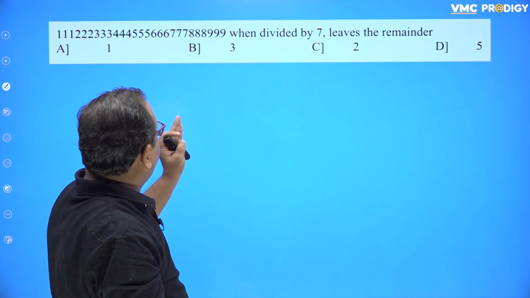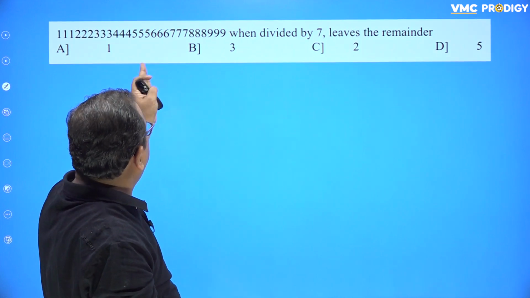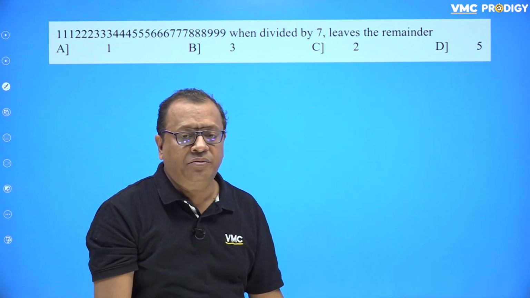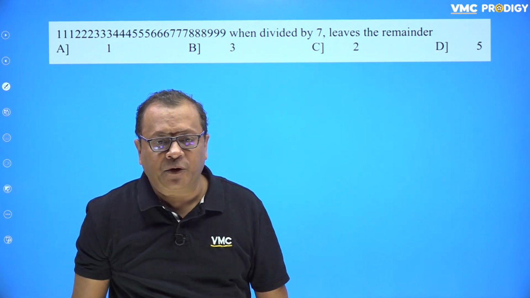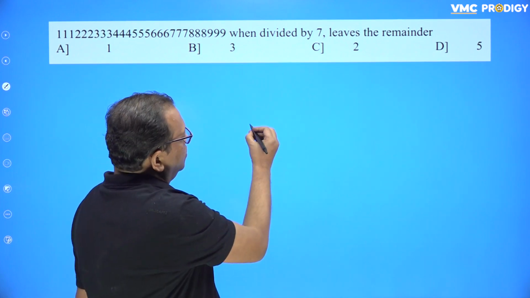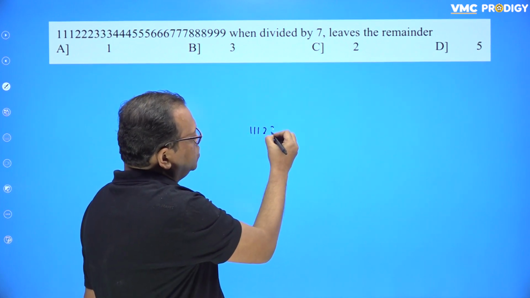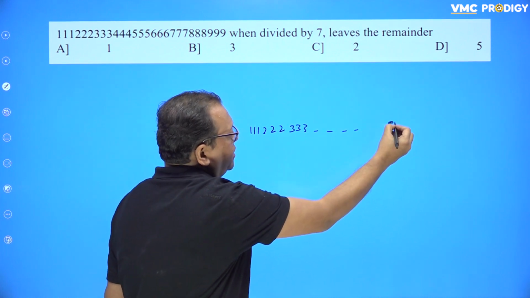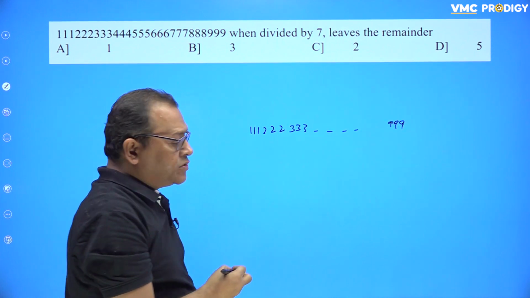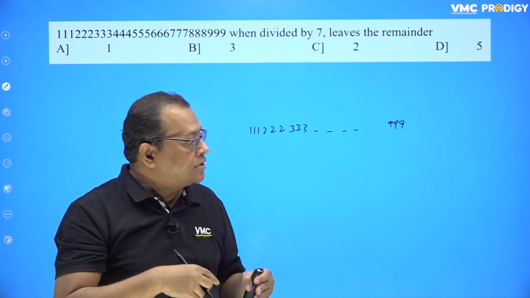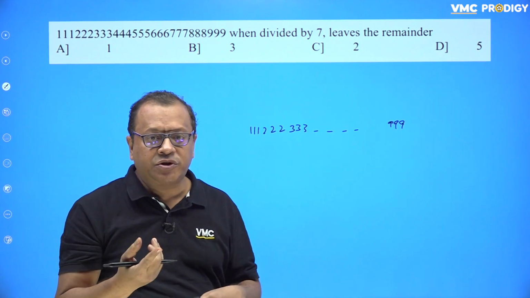1, 1, 1, 2, 2, 2, 3, 3, 3 and so on, this is a 27-digit number. When divided by 7, it leaves a remainder of how much? Okay, how do we solve this question? So let's write the number. 1, 1, 1, 2, 2, 2, 3, 3, 3 and so on and so forth till 9, 9, 9. Now as we are seeing, there are 9 triplets. So how do we proceed with this question?